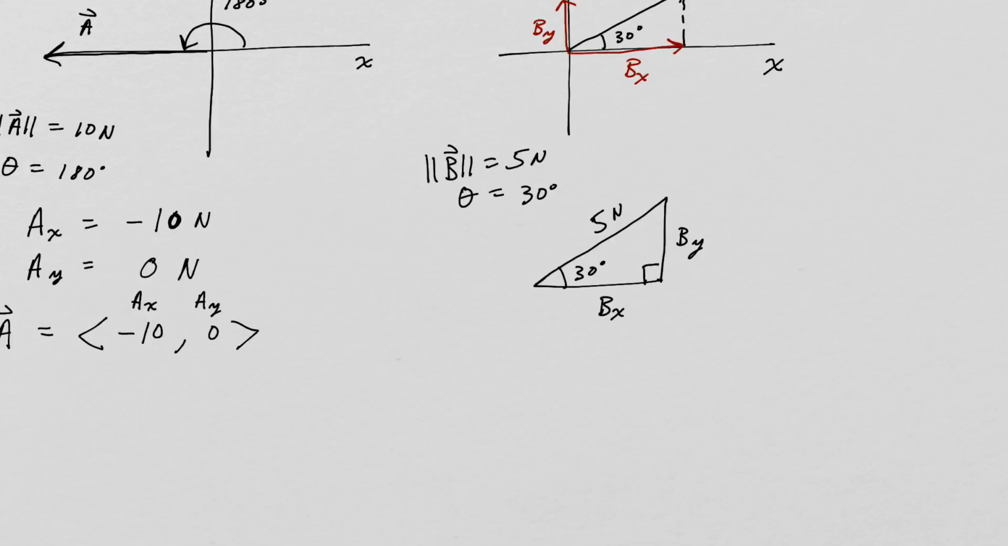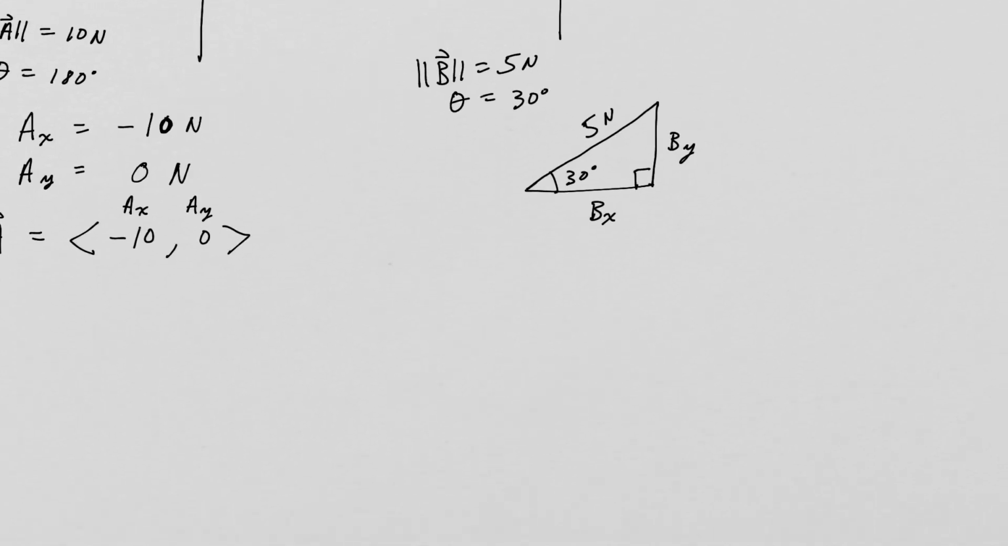Well, since Bx is adjacent to 30 degrees, and the 5 newtons is the hypotenuse, which trig function relates adjacent to hypotenuse? That's cosine. Right? Remember I said, the more you do these problems, you'll find that as long as you use a reference angle, the x component will always involve the cosine, so there'll be 5 times cosine of 30, and the y component will always involve the sine, so 5 times sine of 30.